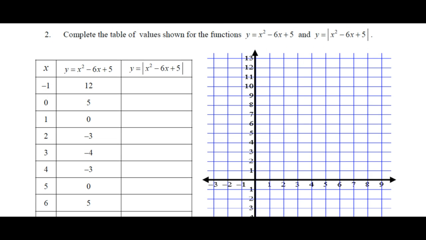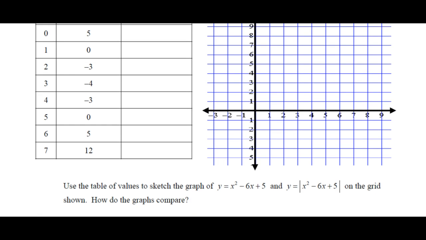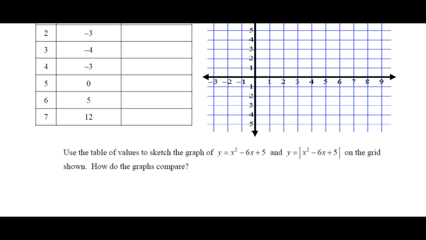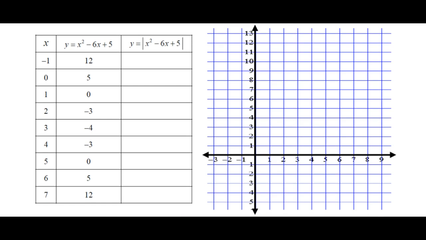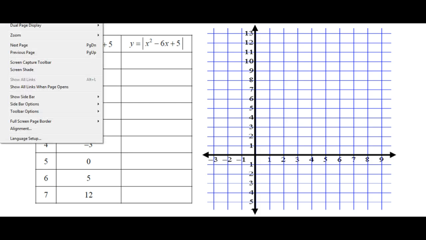Okay. Complete the table of values shown for the functions y equals x squared minus 6x plus 5 and y equals the absolute value of x squared minus 6x plus 5. Use the table of values to sketch the two graphs on the grid shown. How do the graphs compare? Okay, so let's scooch this down a smidge.